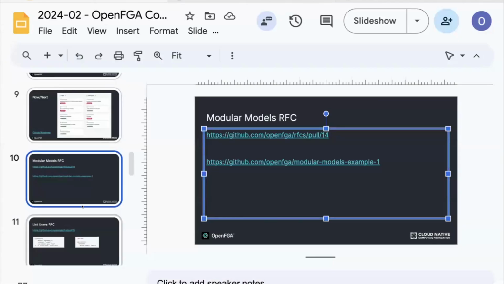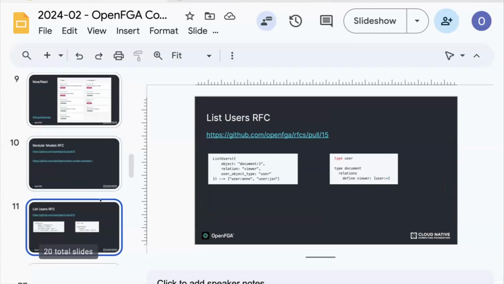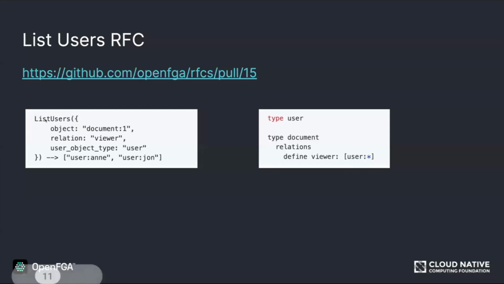Okay, great. So we haven't made a lot of progress in this one, but I recommend this API that will let you return, if you have a model like user, documents and viewers, I can list all the users that have a viewer relationship with a specific document.